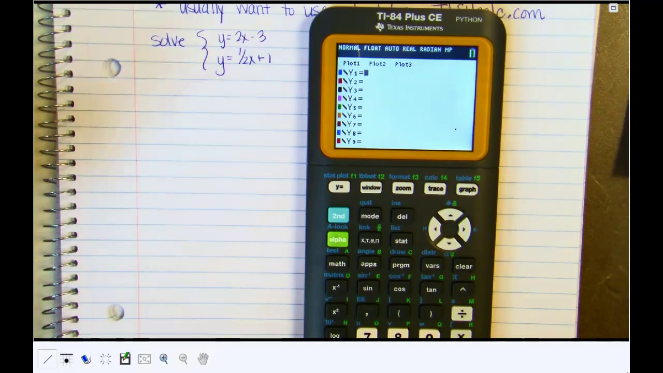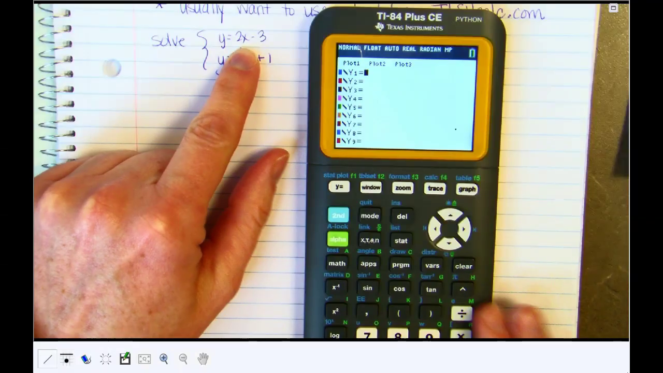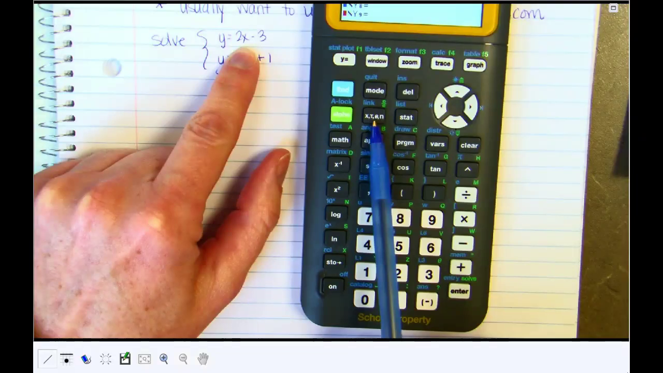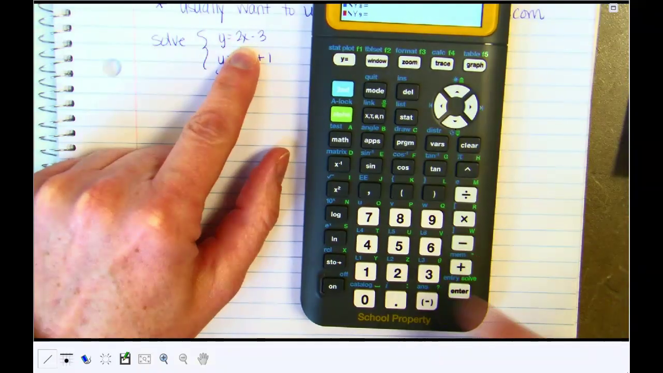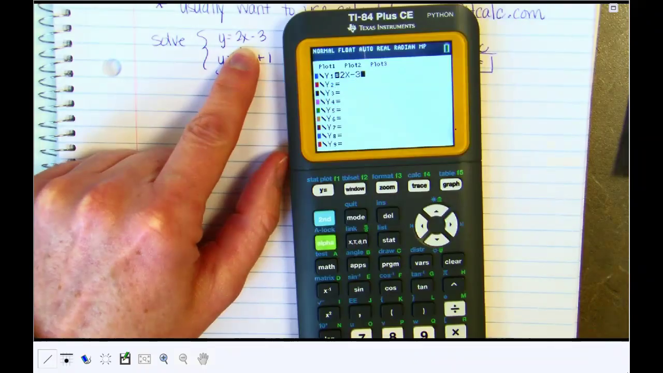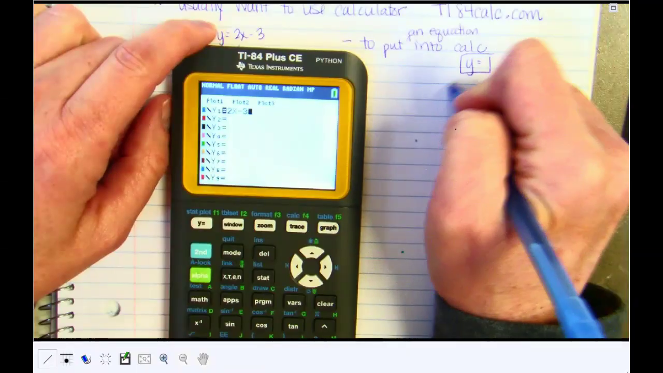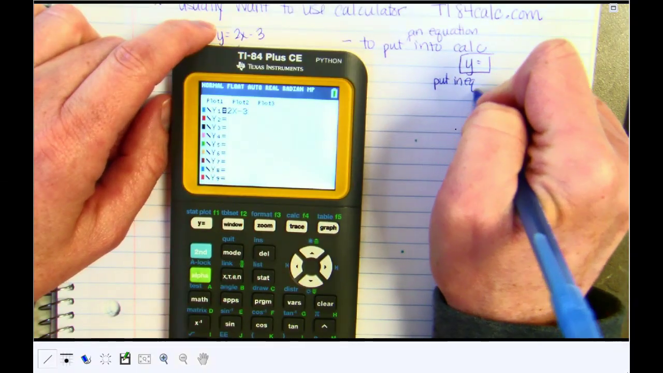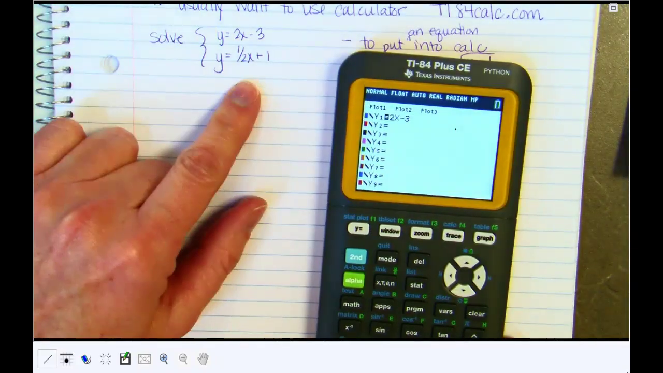So all you do, the y equals is already there. You're going to type in 2x minus 3. Now, the x is right here next to the alpha. It has a couple other letters on it, but this is the easiest place to get the x. So you literally type in 2x minus 3, just like that. So if you're putting the equation in your calculator, type the y equals and then put the equation in. So 2x minus 3.